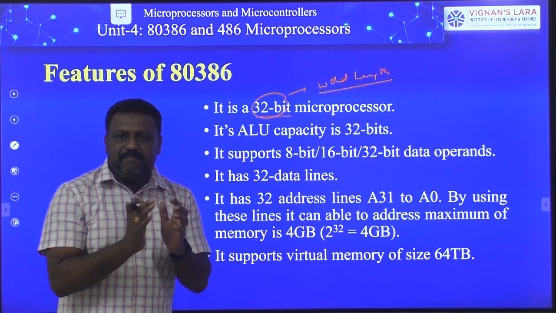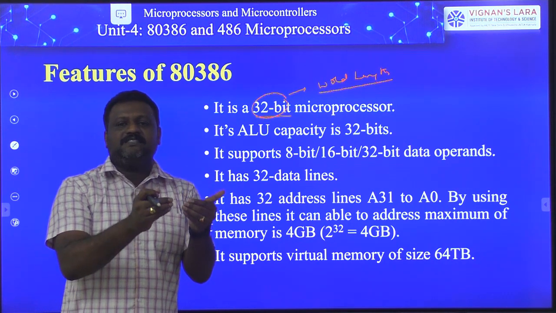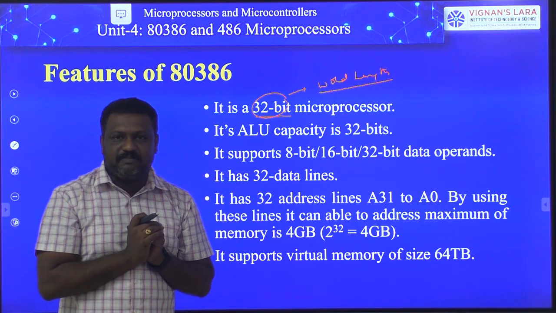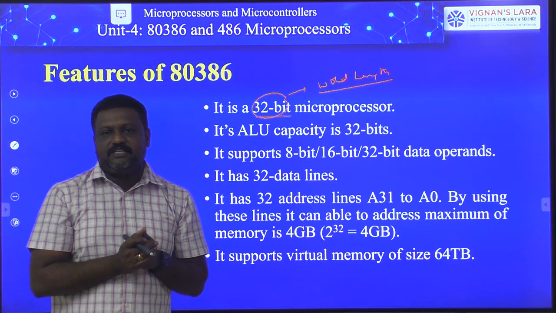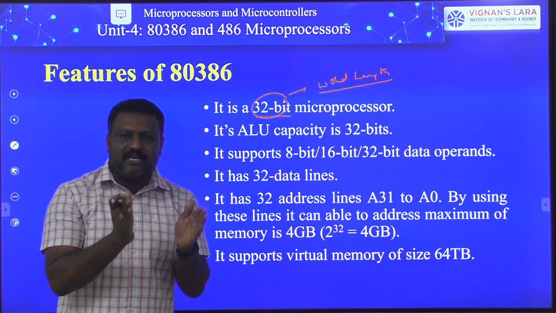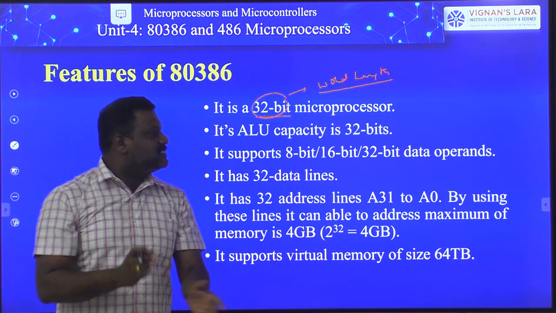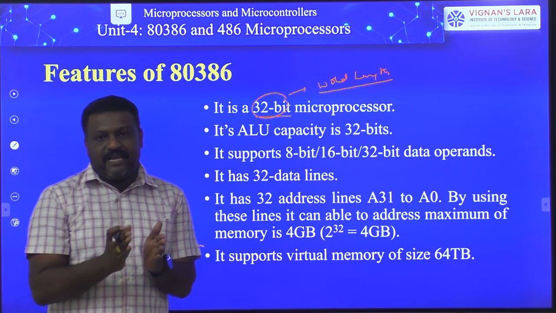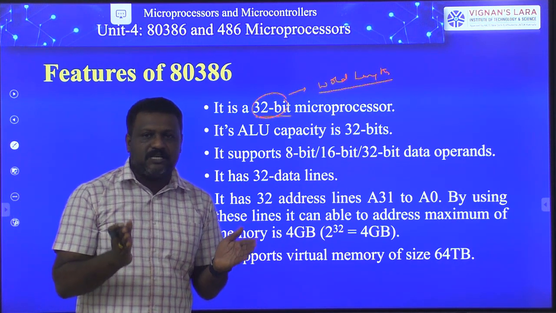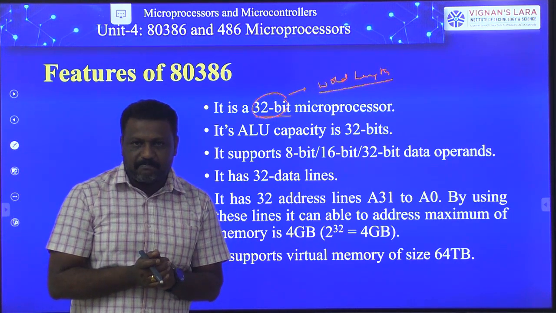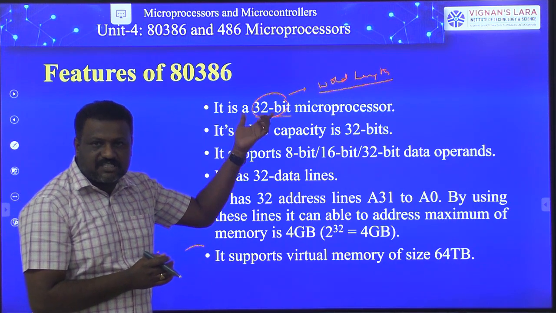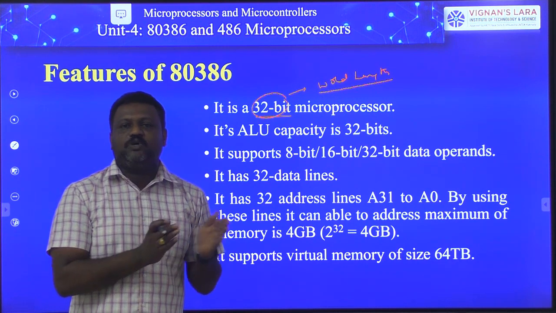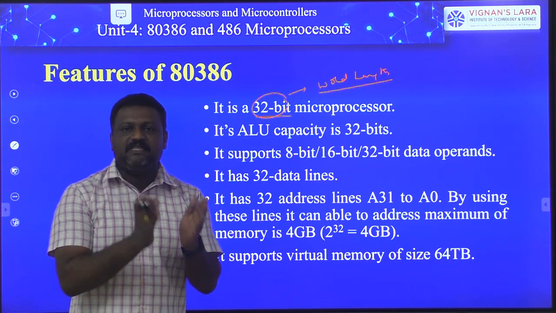at a time. That means, in the sense of recognizing, this processor is able to transfer 32 bits at a time, or it can receive 32 bits at a time. That indicates recognizing. And the second thing is, it can process 32 bits. That means this 80386 can do its operations on a maximum of 32 bits. So that is the meaning of this first statement. It is a 32-bit microprocessor. That means the word length of 80386 is 32 bits.